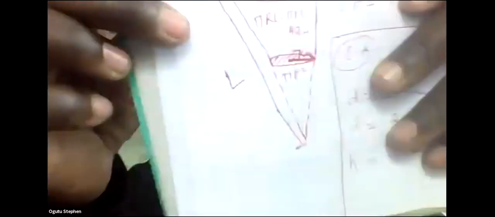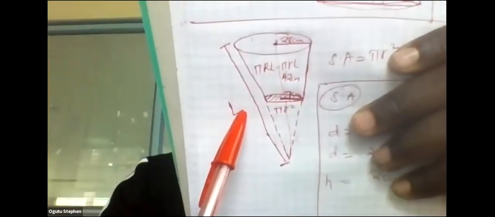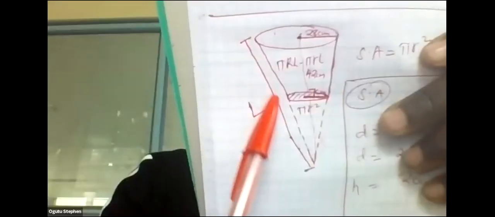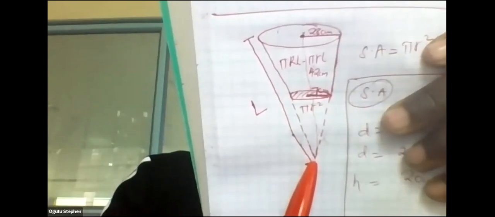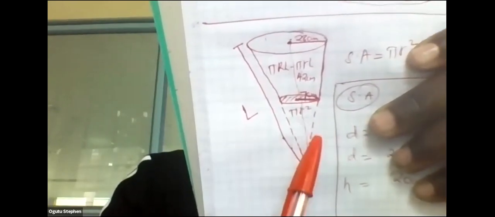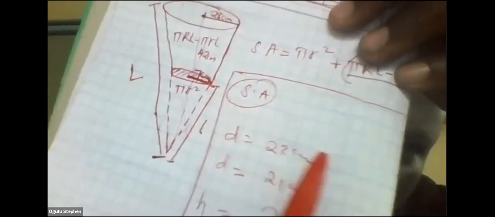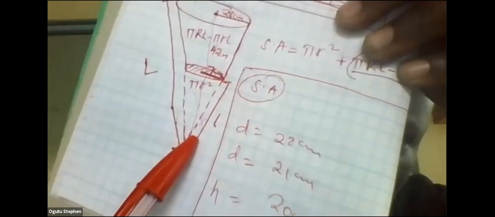Slant height, wacha tu nikuchoree kidogo. Let me show you. Can you see my L here? This is the slant height. Kutoka hapa hadi hapa chini, hiyo ndio tunaita slant height L kubwa, sawa? L ndogo, let me draw for you L ndogo so that you can also see the small L. L ndogo ndio hii hapa sasa. You can see this? Hadi hapa. Just the height that is slanting.